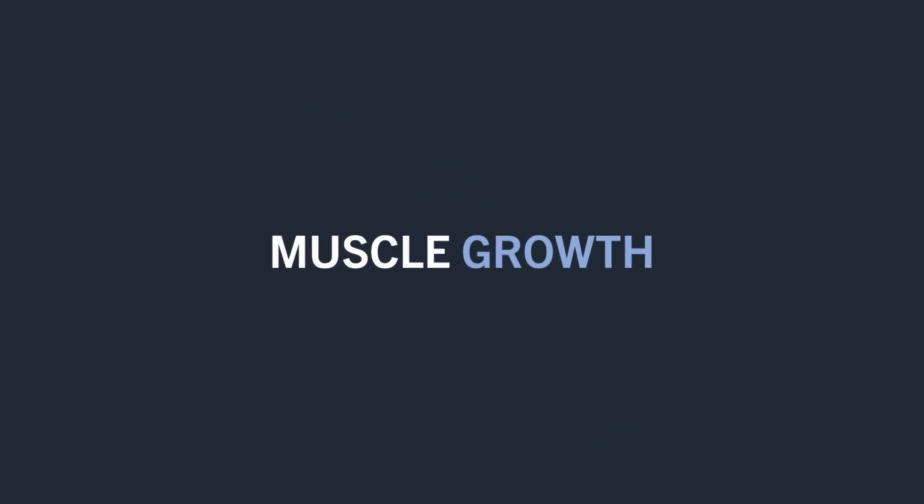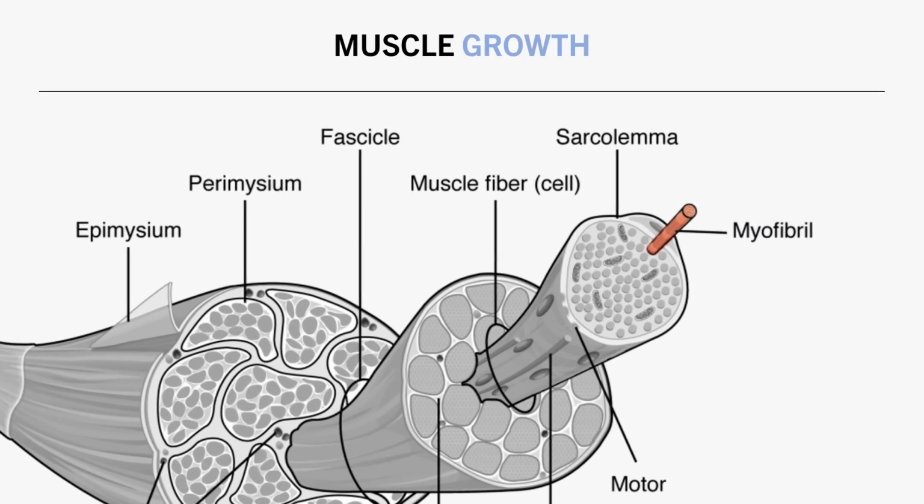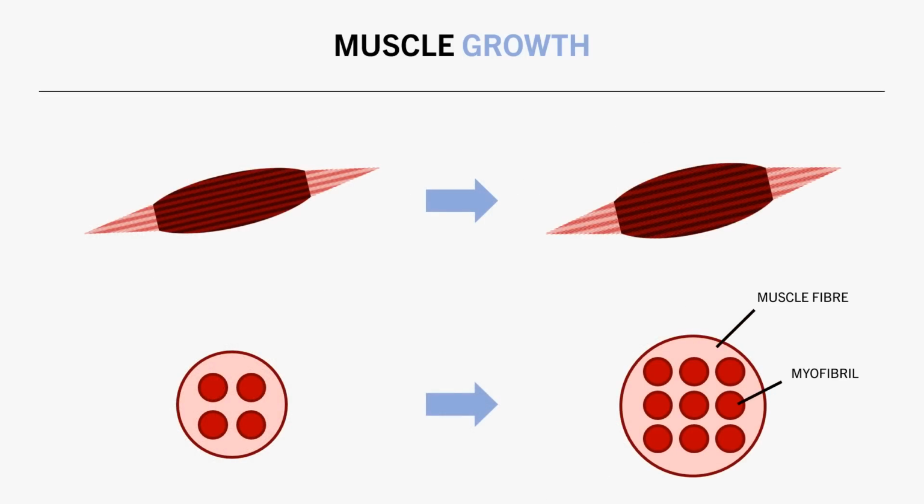First, let's cover muscle growth. Each muscle is composed of fascicles, which are just bundles of individual muscle fibers. The muscle fibers themselves are composed of individual units of contractile tissue known as myofibrils. So myofibrils are basically just the smallest individual units of contractile tissue. Muscle growth is thought to primarily occur via an increase in the number of myofibrils in each muscle fiber, making the muscle fiber thicker in diameter, which is known as myofibrillar hypertrophy. And if the size of all muscle fibers increases, it results in a larger overall muscle belly.